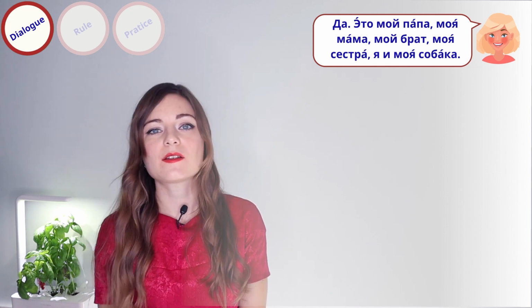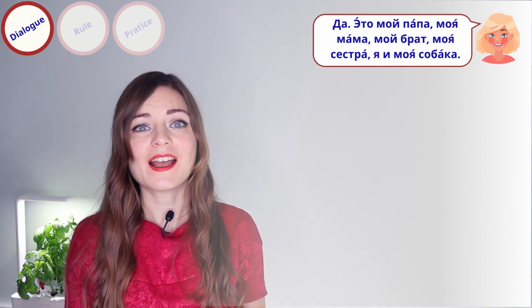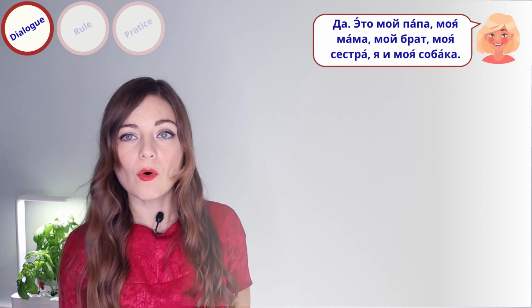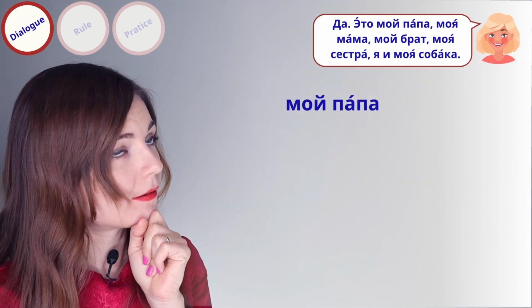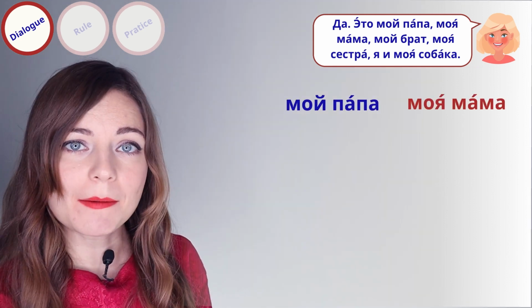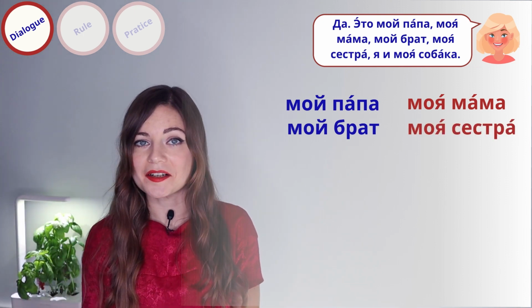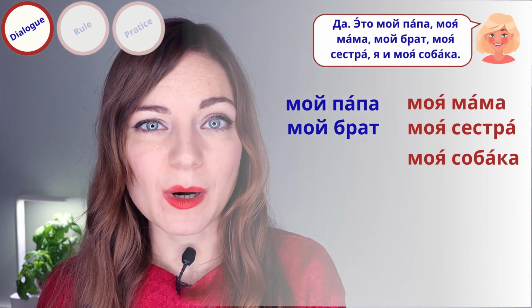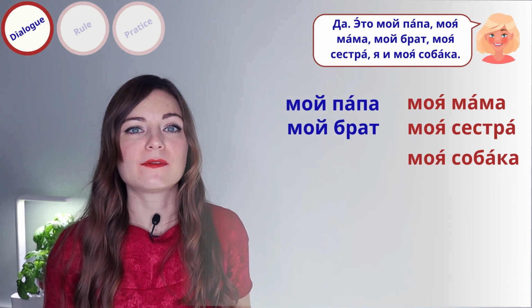So you can see that in English, I told you my mom, my dad, my dog. But in Russian, we have all these different words. Моя, мой. Let's have a closer look at it. So we're going to say мой папа. But моя мама. Мой брат. Моя сестра. Моя собака. Have you already guessed why the word my is different? Right. It depends on the word that follows it.